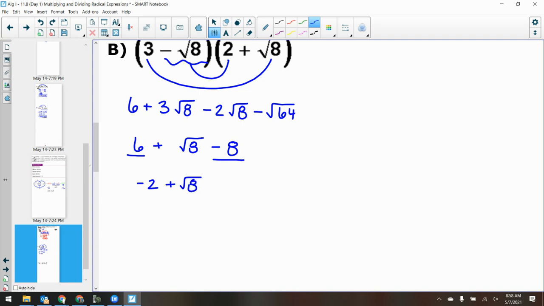Now, if you left that as an answer, I wouldn't be mad at you. But is there anything else I could do? You could simplify the 8. I could simplify the 8. And that's what I need to do. To get full points, I would need to simplify the 8. This is a 2 and a 4, and a 2 and a 2. So that ends up being negative 2 plus 2 radical 2.